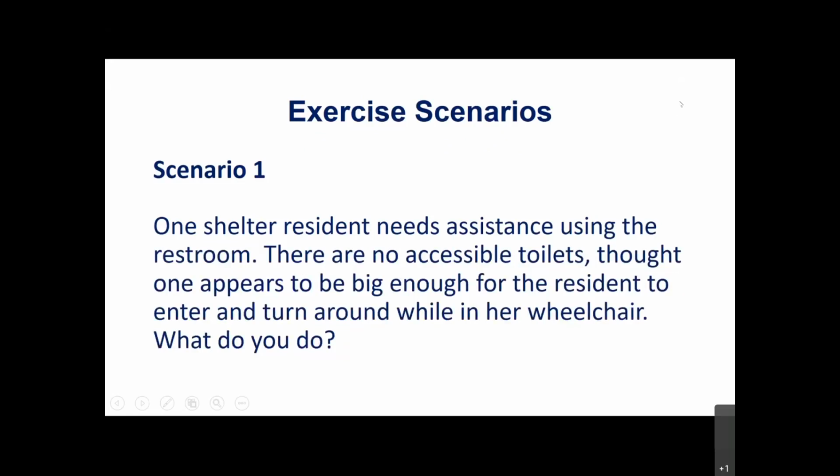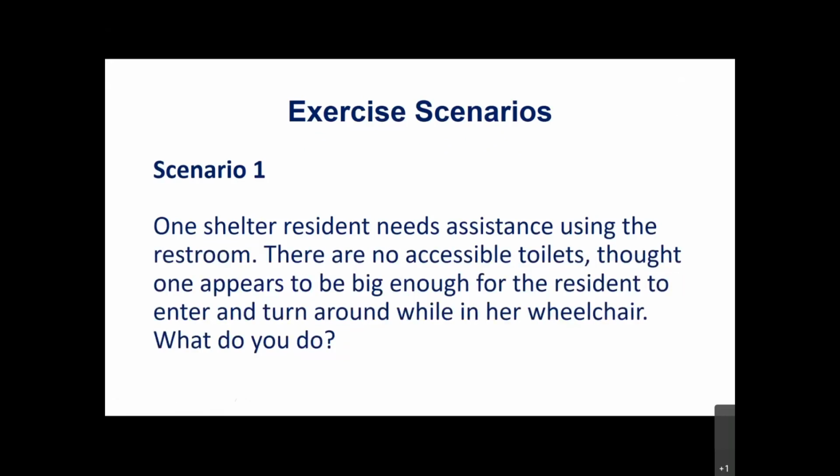exercise scenario 1. One shelter resident needs assistance using the restroom. There are no accessible toilets, though one appears to be big enough for the resident to enter and turn around while in her wheelchair. What do you do?